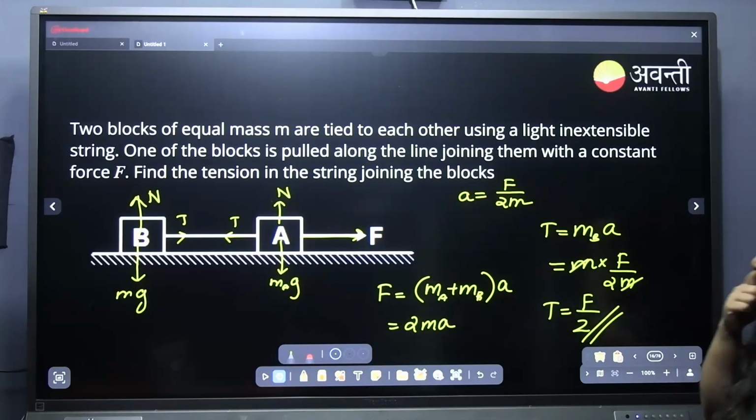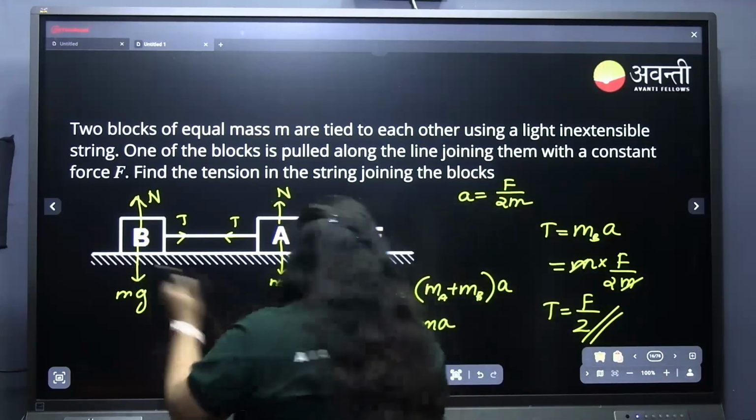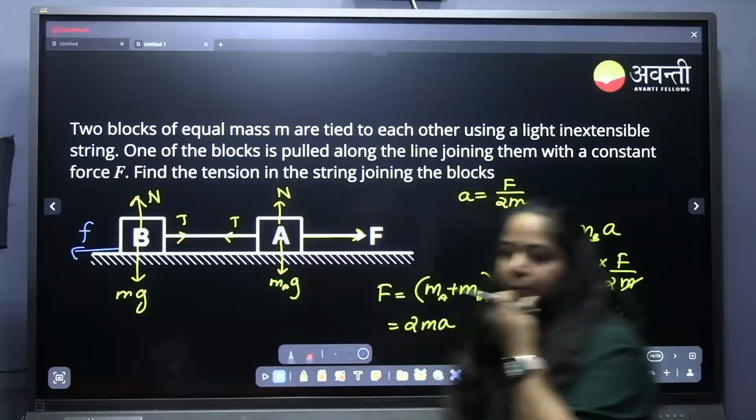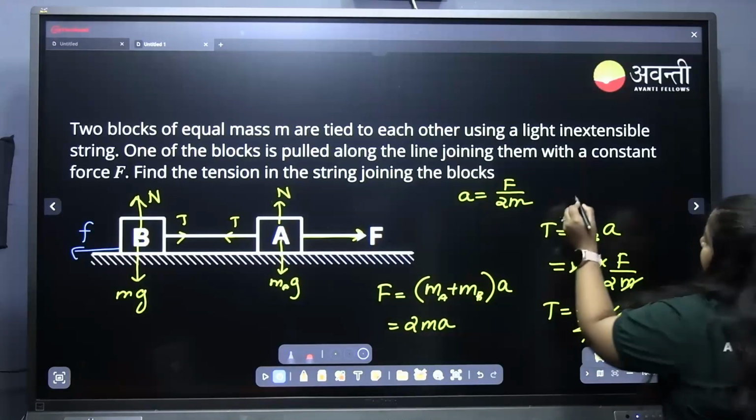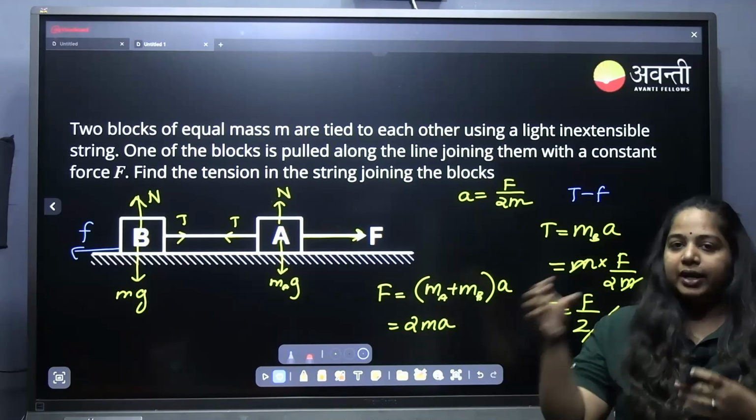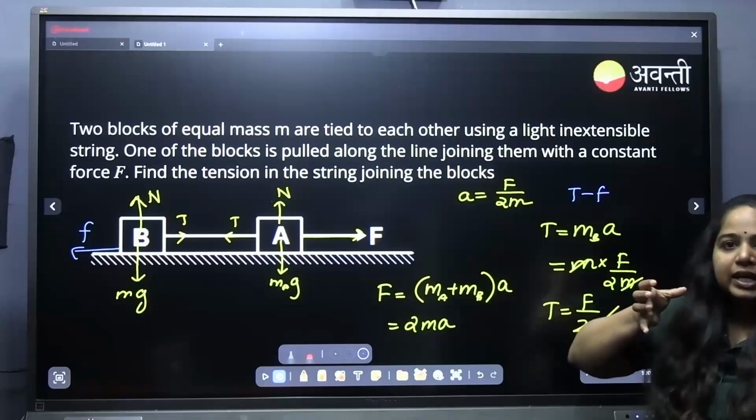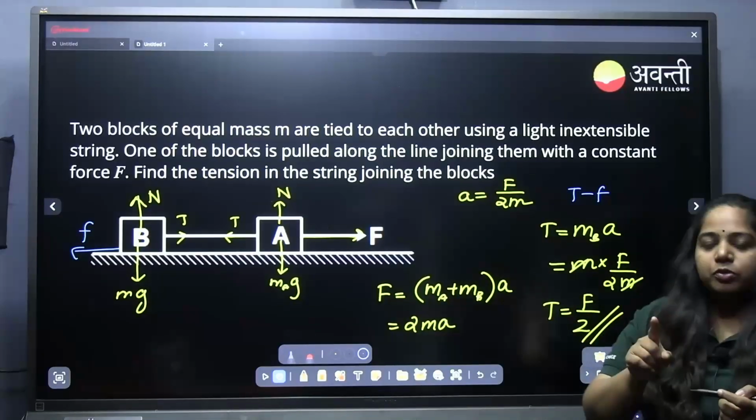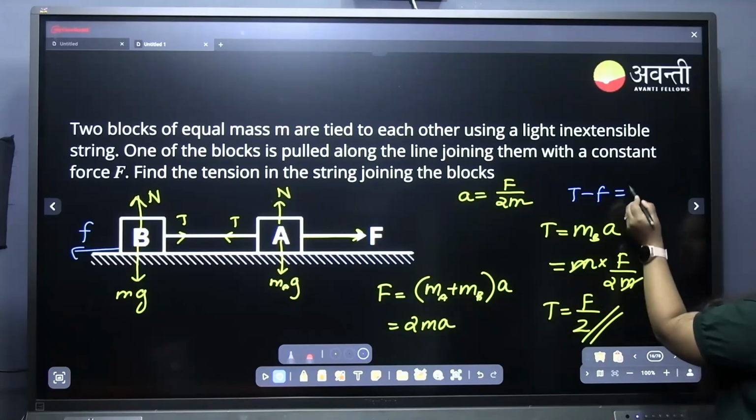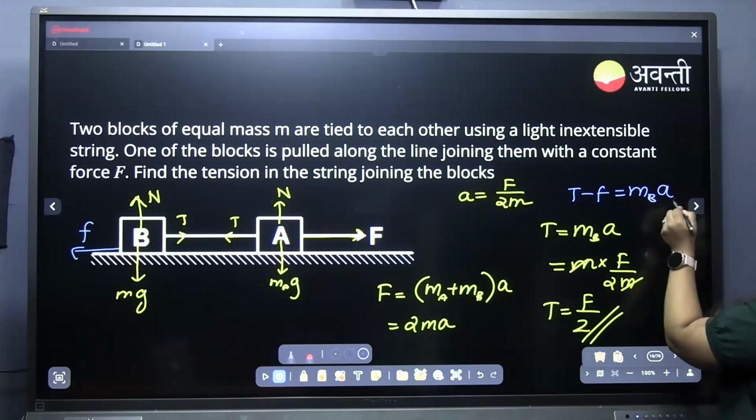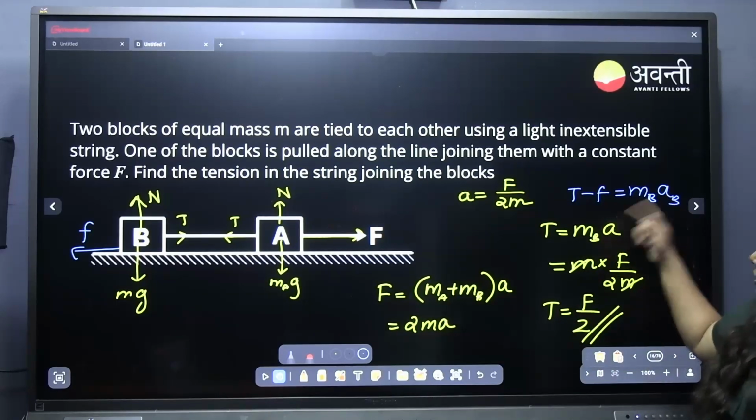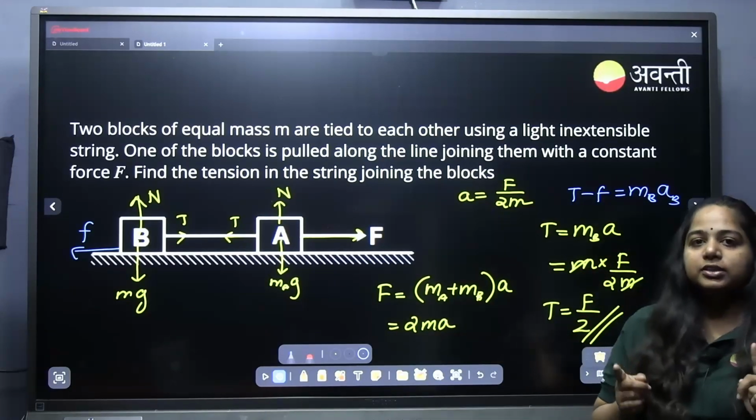Now see, in case friction was acting in this direction, then we will say that T minus friction. Why? Because B is moving in positive x direction. T force is acting in the positive x direction, friction is acting in the opposite direction. So T minus friction is mB into acceleration of B. Like this we will substitute. This is how we do it if the body is not in equilibrium.